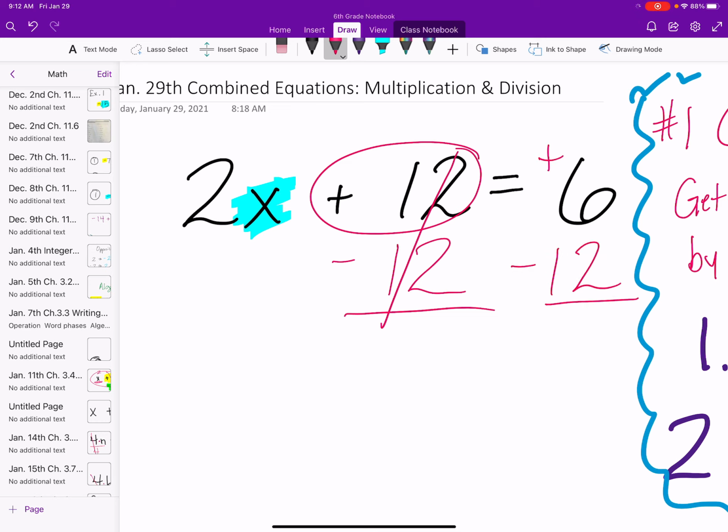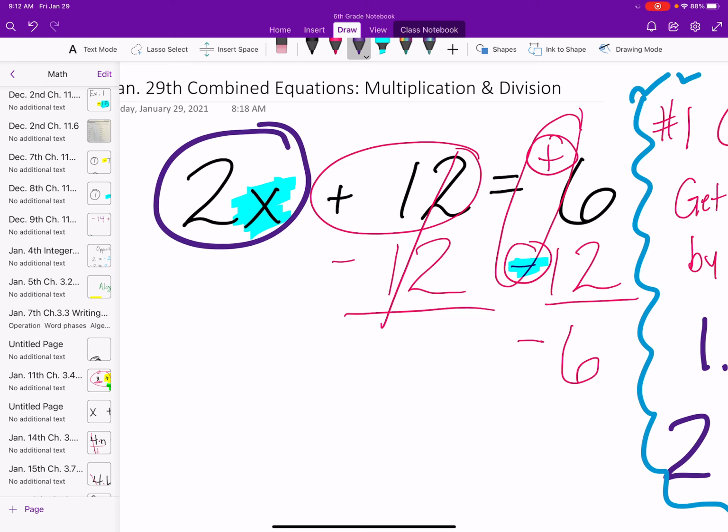Okay, so this guy is a plus 6 here, and this is a minus 12. They are different signs, so it means we have to subtract them. 12 minus 6 is 6. Our bigger number was 12, and in front of the 12 was a negative sign, so this is a negative 6. Now all that's left on this side is my 2 times x. So now I have 2x is equal to negative 6.